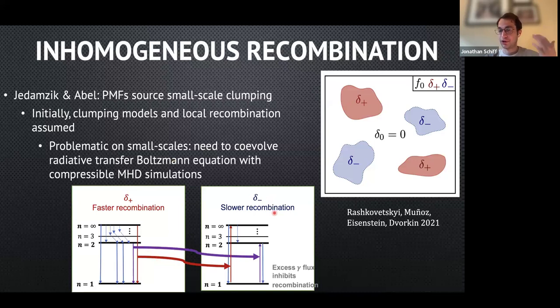Because of this, what you'd really need to do, in full generality, is couple the radiative transfer Boltzmann equation across the Lyman-alpha line to compressible MHD simulations. And that's not feasible. So we need a different way of handling the fact that we now need to account for this non-local radiative transport.